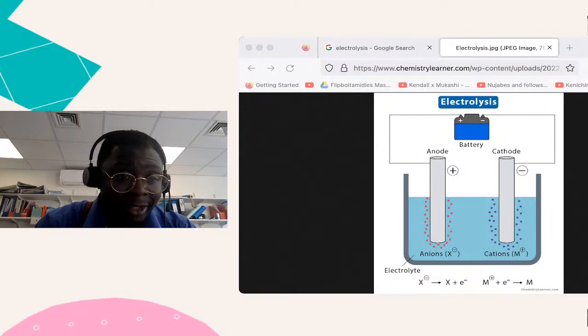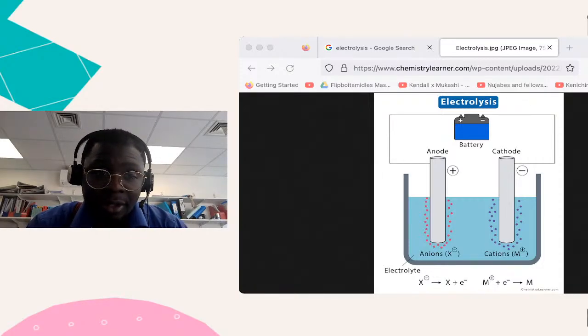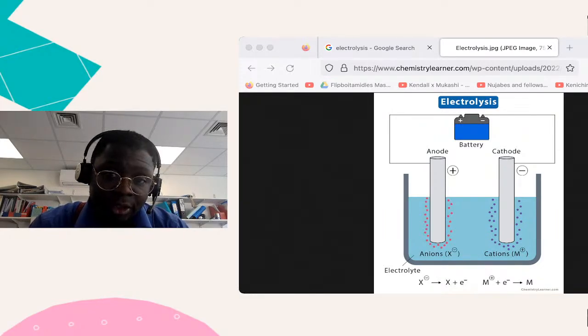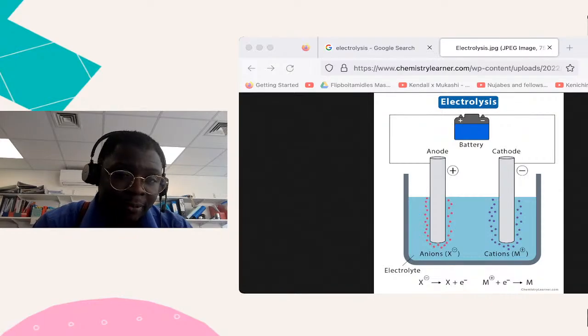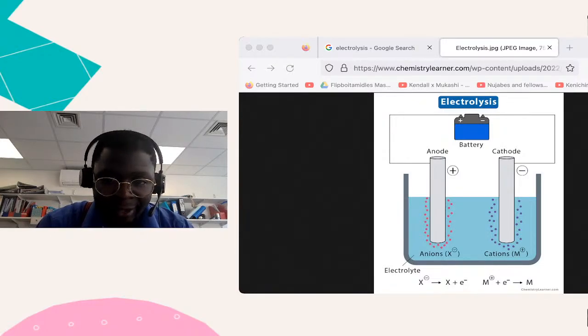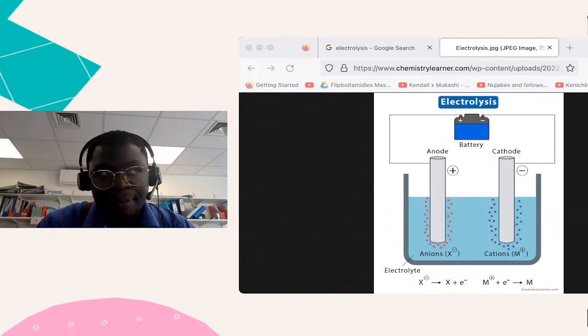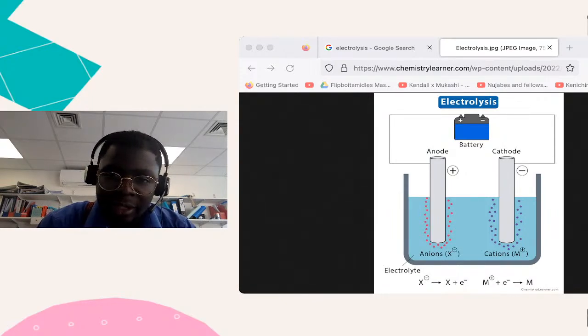Now, if anions are negatively charged and they are attracted to the anode, then it makes sense that the anode is positively charged. Similarly, if cations, which are positively charged, are attracted to the cathode, then it makes sense that the cathode is negatively charged. So we've understood it from that perspective: cations go to the cathode, anions go to the anode. The other thing to think about is what actually happens at either of these electrodes.